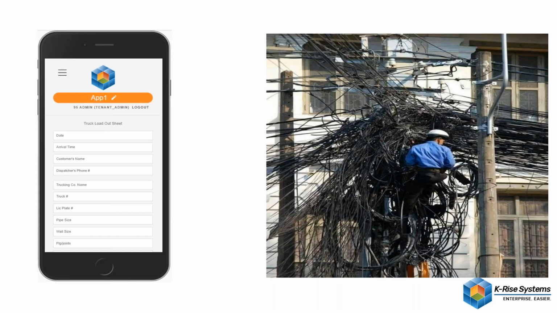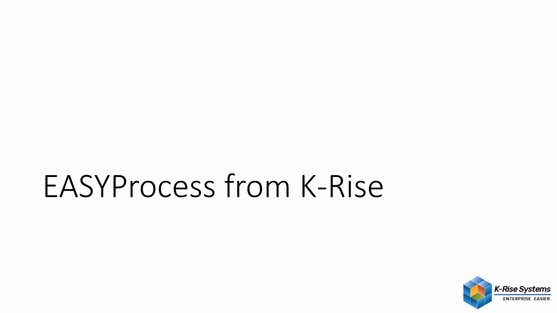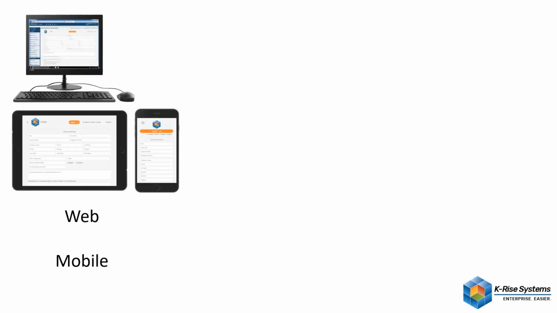So what can be done to mitigate that piece? And that's where we, as a vendor, come into play. If you haven't heard of EASYProcess from KRISE, it has been the platform that is the bedrock of all the applications we've built over the last 15 years as an organization. It was constructed to take the pain out of developing applications. So what can we build with KRISE? It starts with systems that humans interact with. I want to build web and mobile applications.